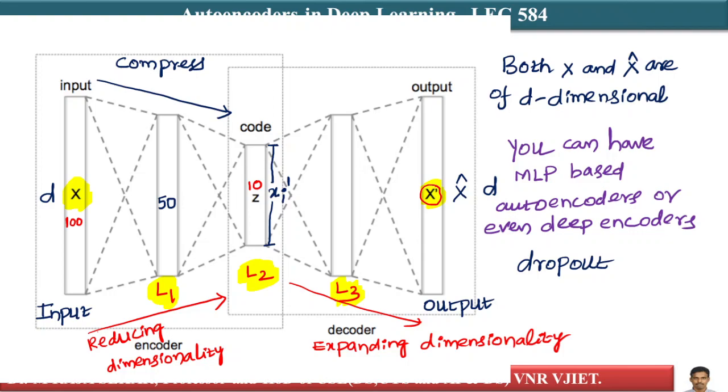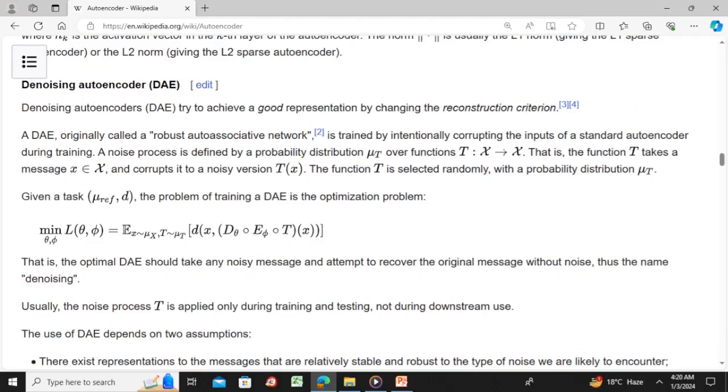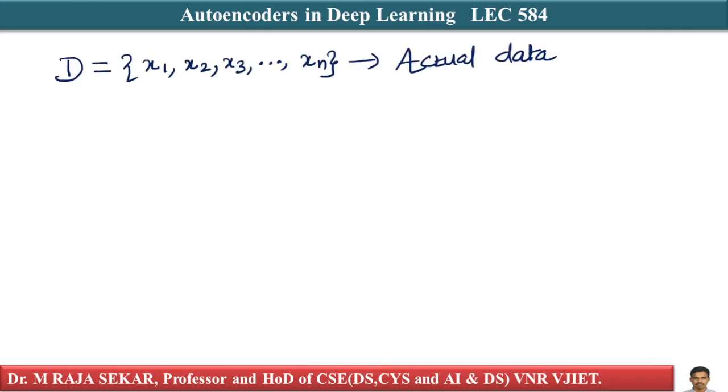There are some variations to it. There is something called denoising autoencoder. This is a Wikipedia page on autoencoder. There is something like denoising autoencoder, which is a very interesting idea. So let me explain what a denoising autoencoder is. Denoising autoencoder says this. Suppose I am given a data set capital D of points x1, x2, so on xn. Let me assume this is my actual data.